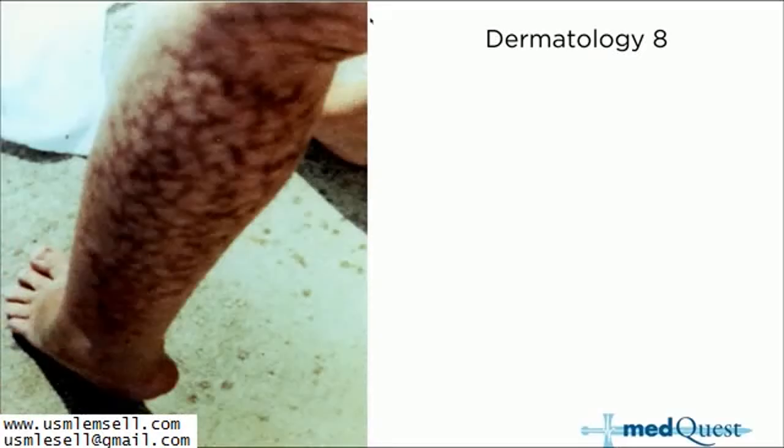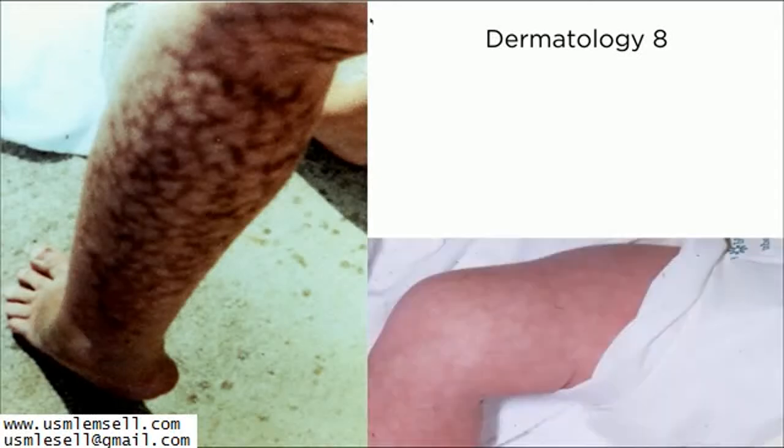Keloid. Next one, what is this? Those are some nice fishnet stockings you're wearing. And she says, I'm not wearing fishnets. That's livedo reticularis. Livedo means bluish. Reticularis means network. Livedo reticularis means a bluish network of blood vessels.